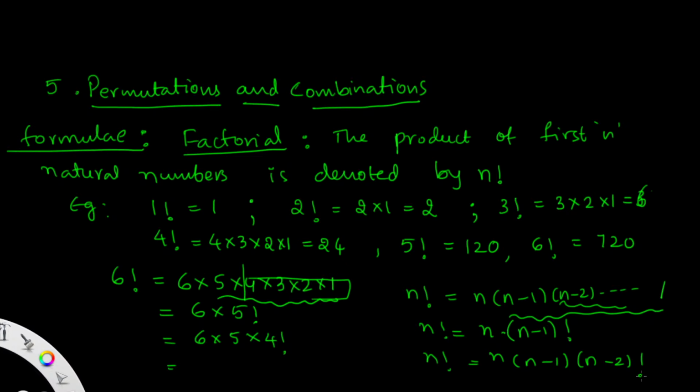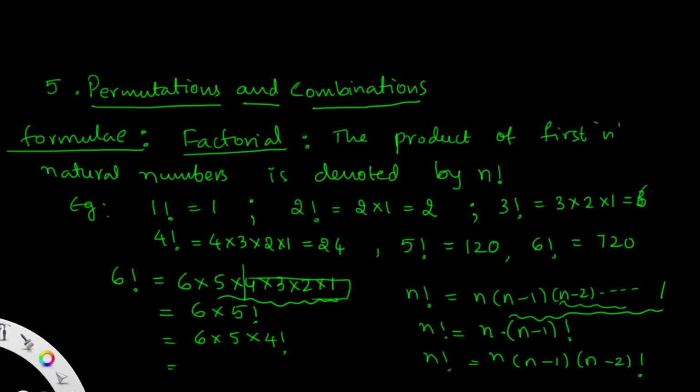So that is the factorial notation. Factorial means the product of the first n natural numbers, denoted by n factorial. 1 factorial is 1, 2 factorial is 2 into 1, and 3 factorial is 3 into 2 into 1, that is 6. We can write 6 factorial as 6 into 5 factorial. In the same way, n factorial is n into n minus 1 factorial. Similarly 6 factorial is 6 into 5 into 4 factorial, and n into n minus 1 into n minus 2 factorial. That is the general basic formulas.